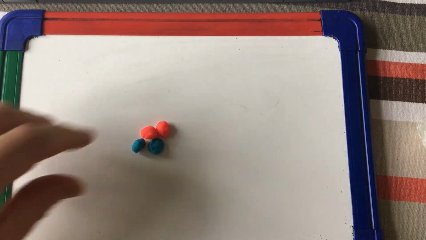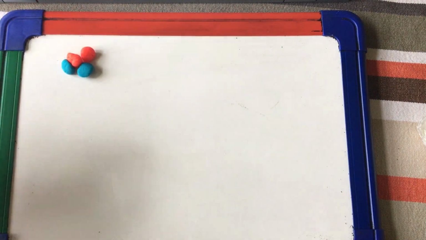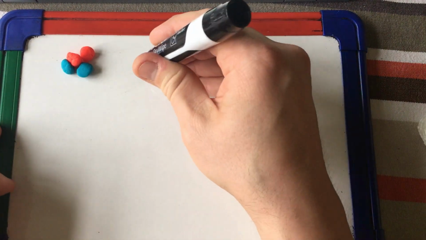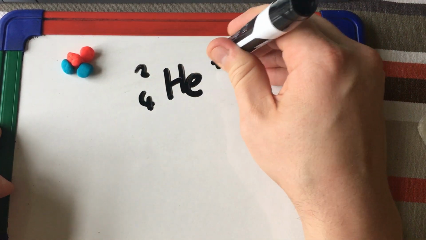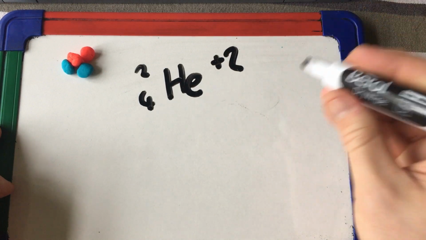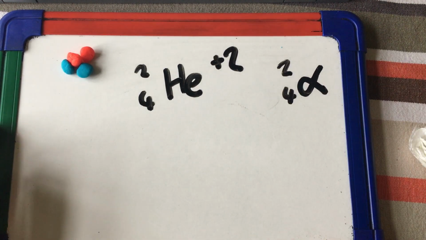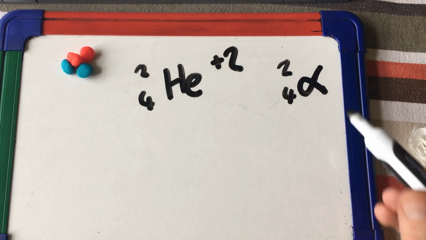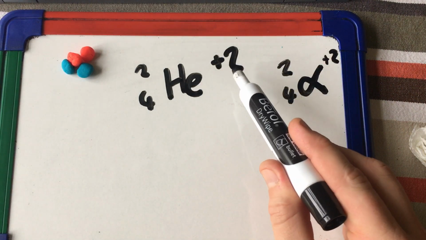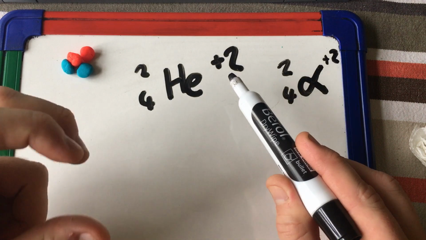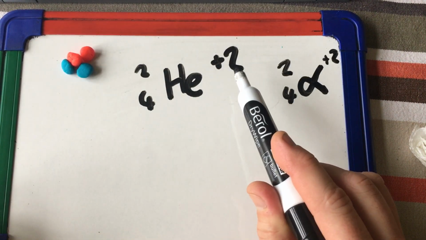Okay? So how am I going to symbolise this? Well, I could write it in quite a few different ways. I could draw it like that. I could write it as 2, 4, He with a +2 there. Or I could write it as 2, 4 alpha. These mean exactly the same thing. We can have a +2 there if we like. This +2 just means it's lost 2 electrons. Think of the helium atom, take away 2 electrons, it's got a charge of +2 now, and we're just left with the nucleus.